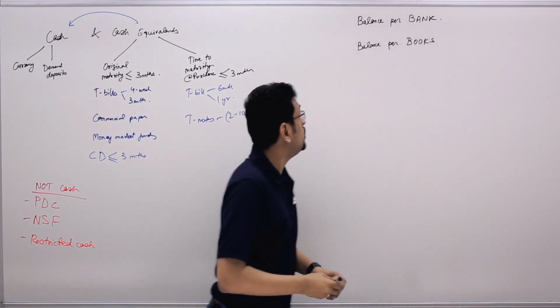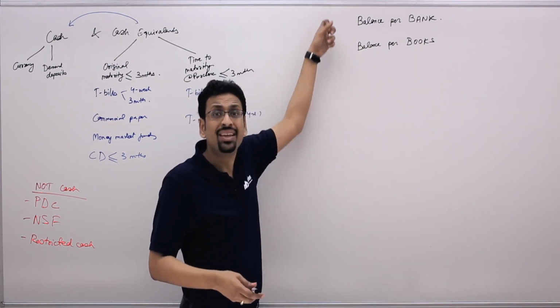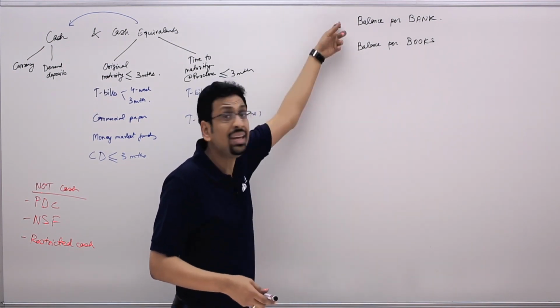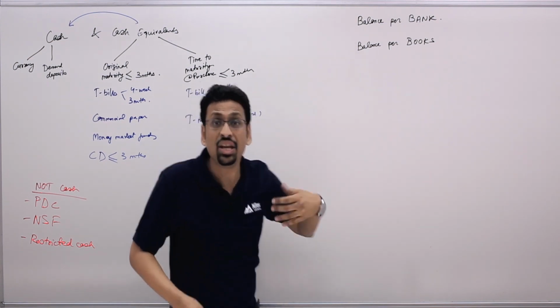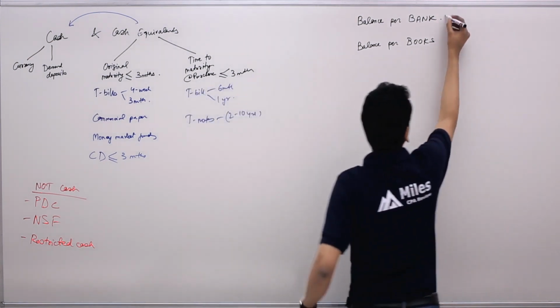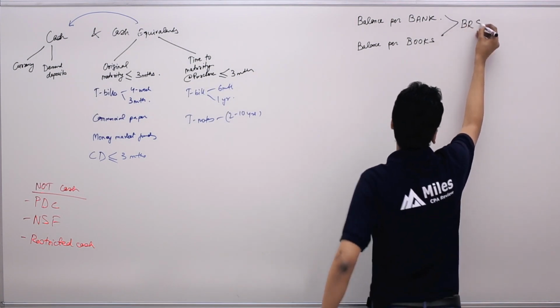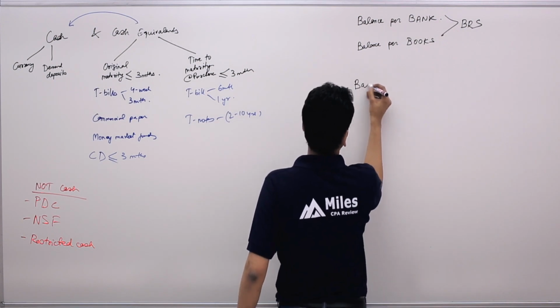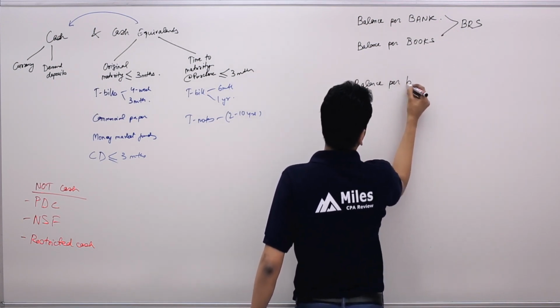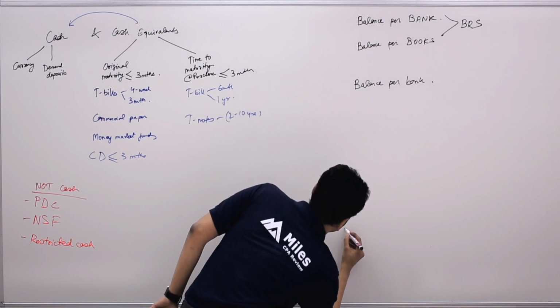In such cases, you got to reconcile these two balances. They need to be the same. So you got to reconcile them, you got to adjust them. And for this reconciliation, you prepare something what we call the bank reconciliation statement. So let us say we got balance per bank and balance per books.